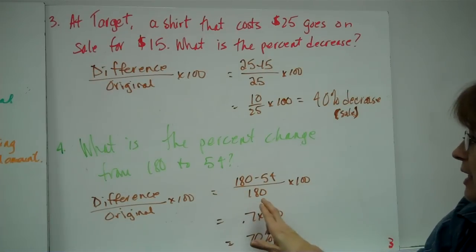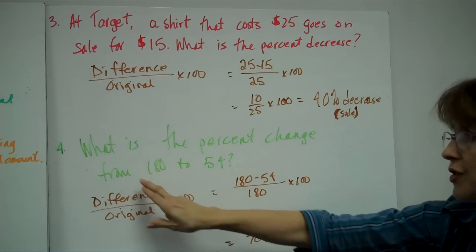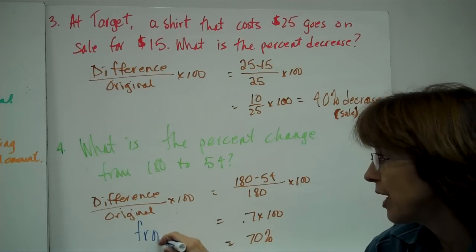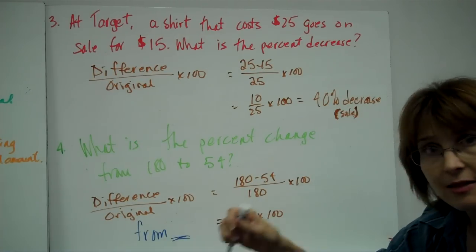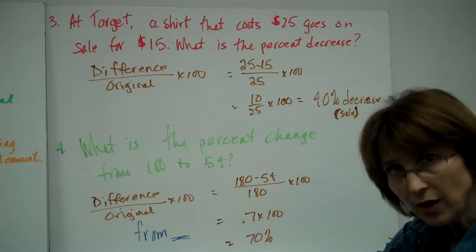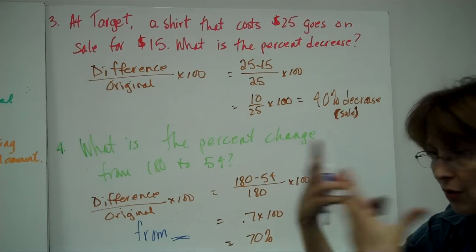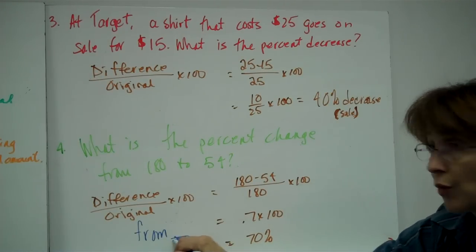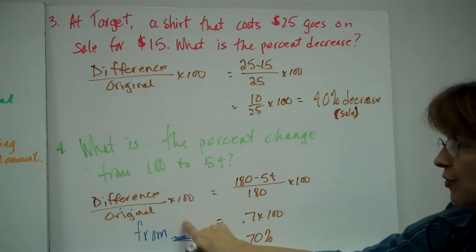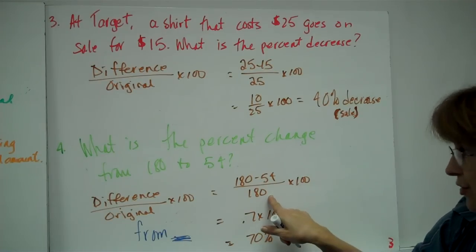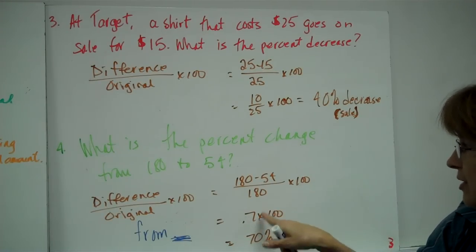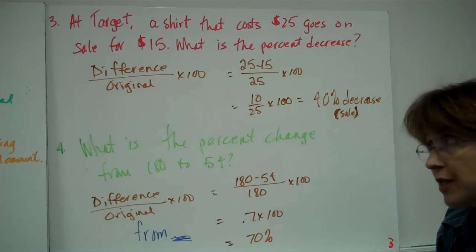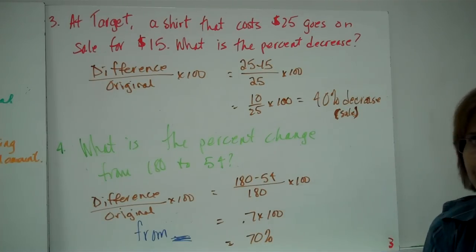All right, so you do the difference, and again, it's over the original. Usually the original is the number after the word from. When you have the word from, that means from where? From the original. They say I'm from Ohio, well, you originally were from Ohio. So that would be the original, whatever number follows that word from. So that was 180, and then you took the difference and divided by 180, got 0.7, moved it over 2 places, and got 70%, which we predicted would be a big percent. Okay, that's it.